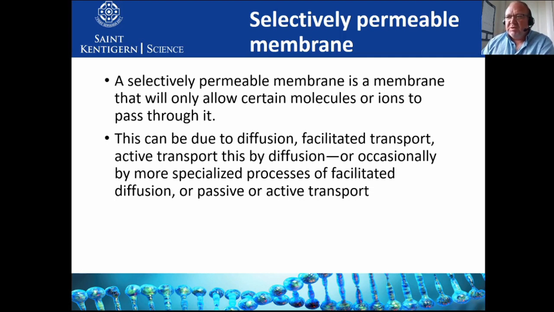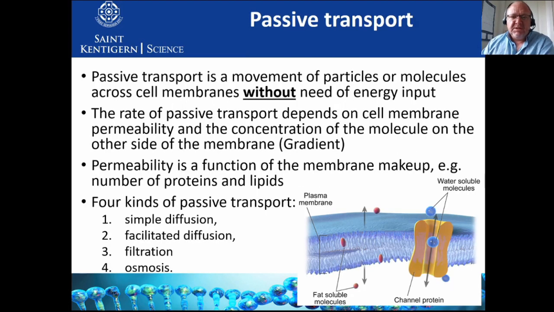But when we talk about our passive transport, the first one that we need to look at is the simpler versions of this, okay? So passive transport is the movement of particles or water across a cell membrane without the need for energy input. In other words, no ATP, okay?